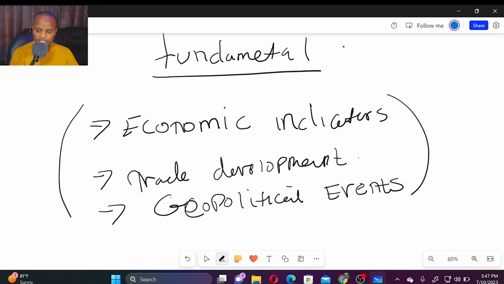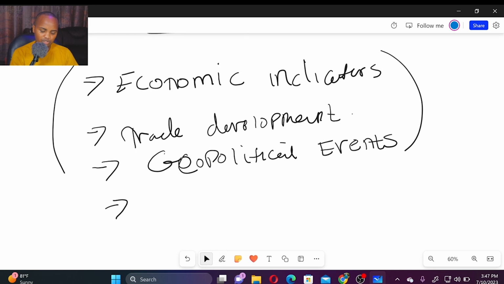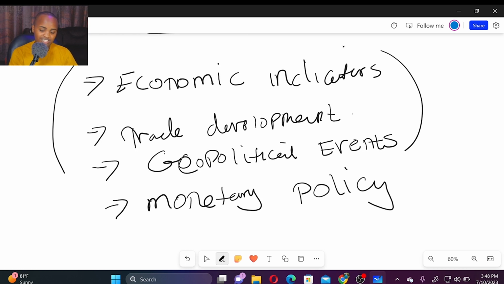So I can just talk about these three, and the final one we have is what we call monetary policy. The reason I've talked about monetary policy is because it can come at the end of all these things after they happen. Then we can have the monetary policy. So that is amazing. I just want you to follow this because it's going to be amazing.